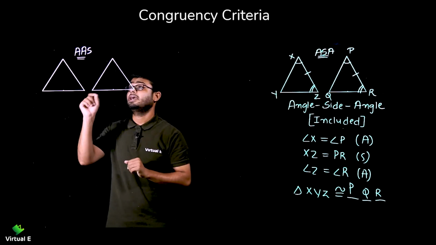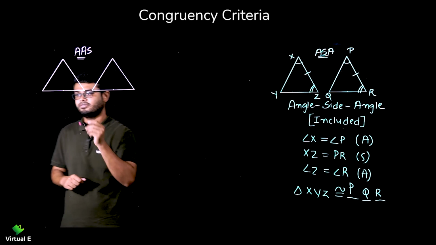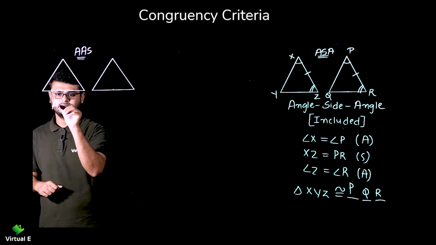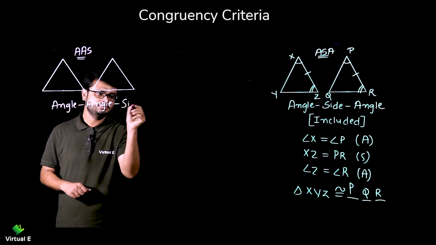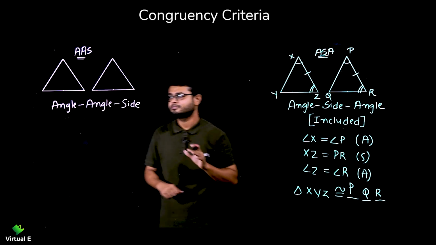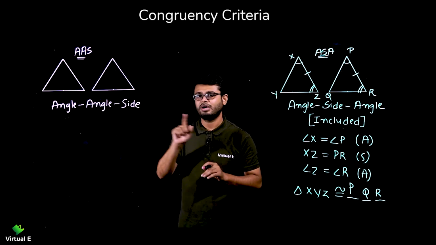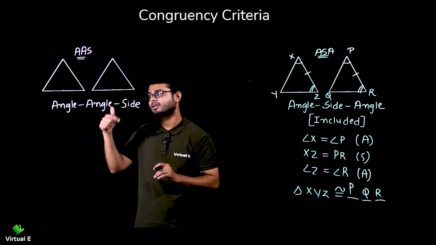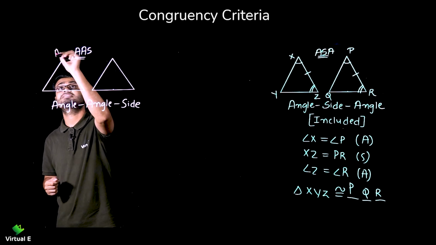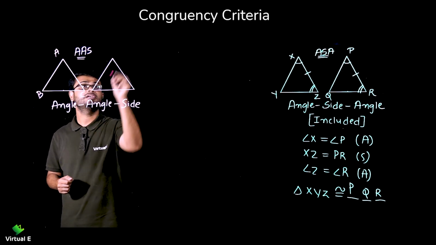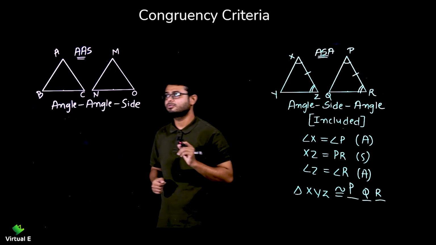Now next come to the angle, angle, side. Okay, think of it, what it should be. A stands for angle, S for the side. So angle, angle and side. Okay, now are we going to consider the included part over here? No, absolutely not. It's not about included angle or included side here. So how can it be? Let's name the triangles A, B and C, here M, N and O. So we have two triangles.